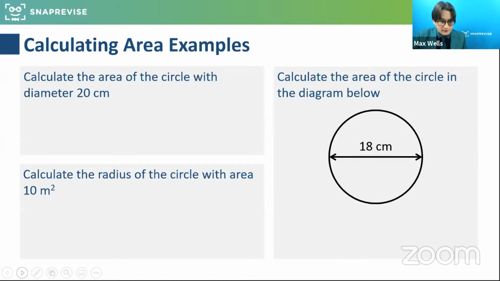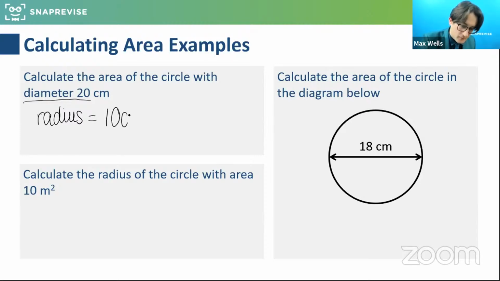So calculate the area of the circle with diameter 20. What we've got is a diameter, and we've got a formula that involves the radius. So if the diameter is 20, what is the radius? Remember, radius is half the diameter. So we're going to get 10 centimeters there. And that's great. And then to find the area, you know what to do.